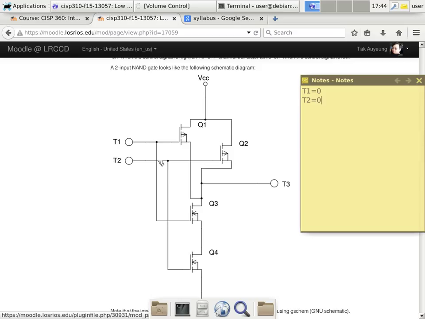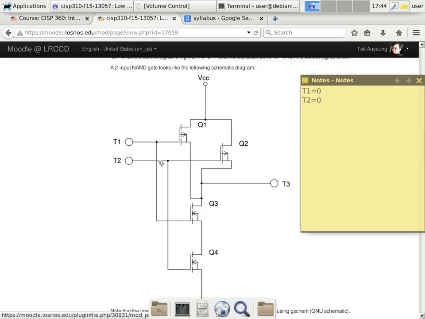So now let's go ahead and read this diagram and say, what happens when T1 is low and T2 is low? Well, T1 is connected to Q1, but remember Q1 is a P-channel MOSFET. It turns on when the input or the gate voltage is low. Same thing with Q2. Since T1 and T2 are both low, Q1 is on, Q2 is on as well. Is that okay?